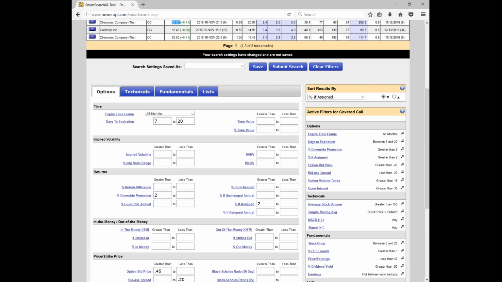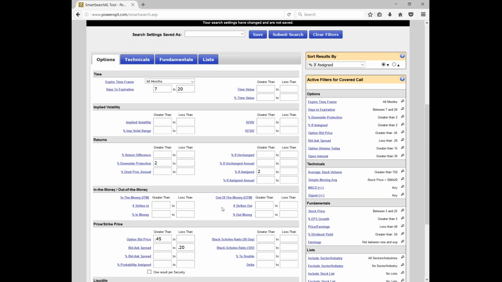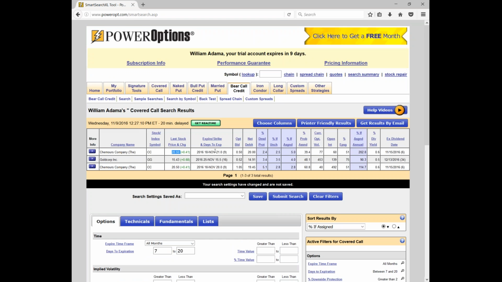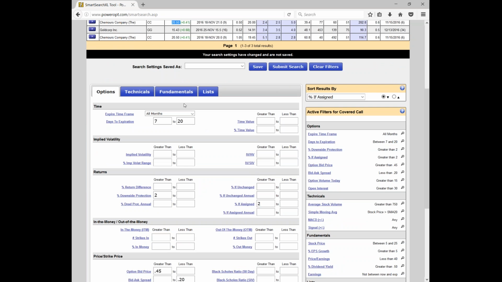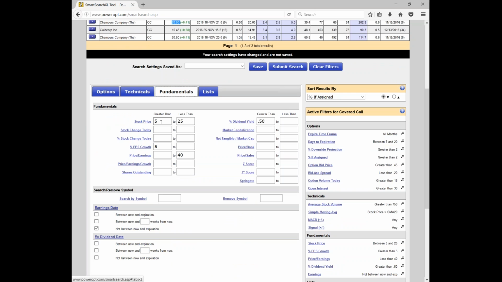So remember we took out our range in or out of the money, but both the just out of the money 21 strike and the just in the money 20 strike match our requirement for downside protection and percent if assigned. All right, let's open this up a little bit more. Let's change our stock price range to something a little different. Let's go 20 to 100 or higher. Just put in the values that you want.